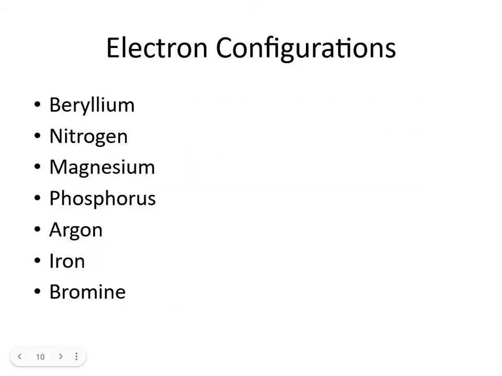So let's try a couple of these. You'll see these called electron configurations. So you had orbital diagrams. What did orbital diagrams have? When you drew orbital diagrams, how did you show the electrons? The arrows, exactly. So electron configurations, instead of showing arrows, use exponents to say how many there are.